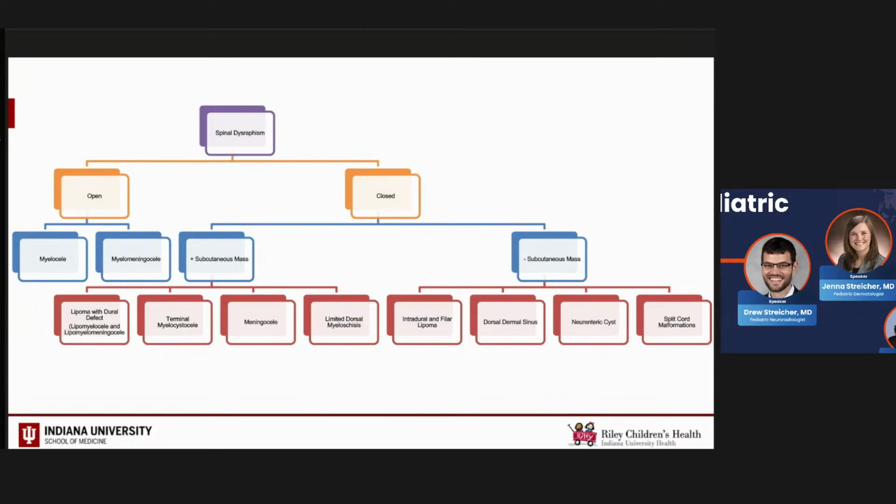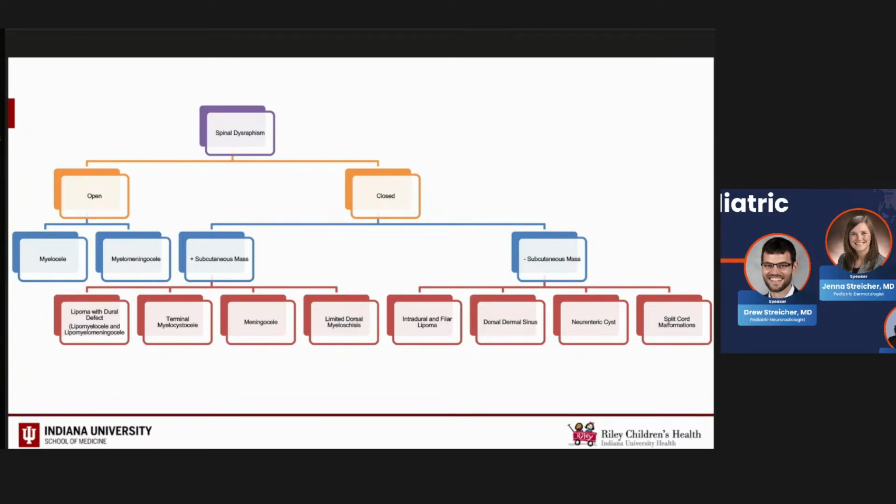So our two open spinal dysraphisms are going to be your myelocele and a myelomeningocele. Your closed spinal dysraphisms, it can be helpful to think about them as, is there an associated subcutaneous mass or not? So if there's a subcutaneous mass or lesion, one of the more common ones that we will see are the lipomyelocele or a lipomyelomeningocele, and we'll go through some examples of that. There are myelocystoceles, and those can be terminal or non-terminal. You can have just a simple meningocele.